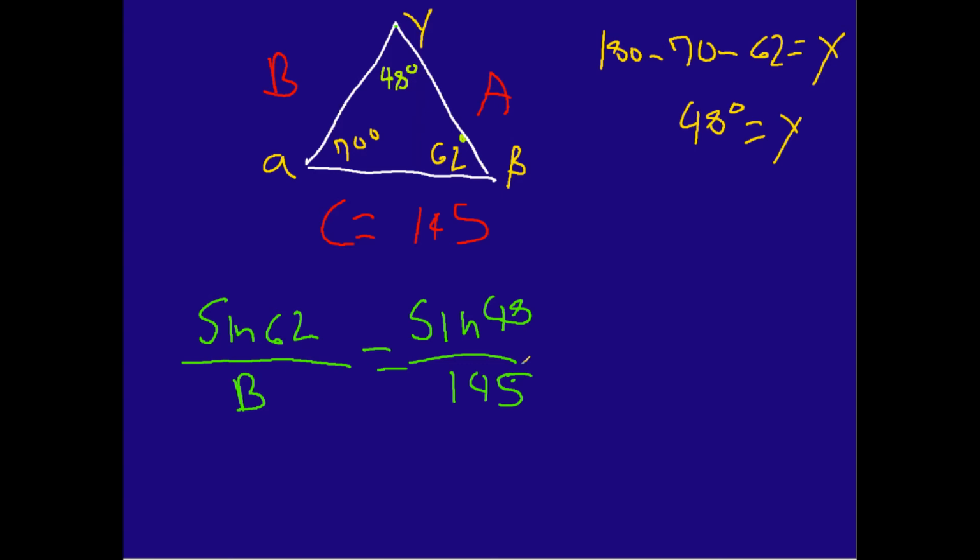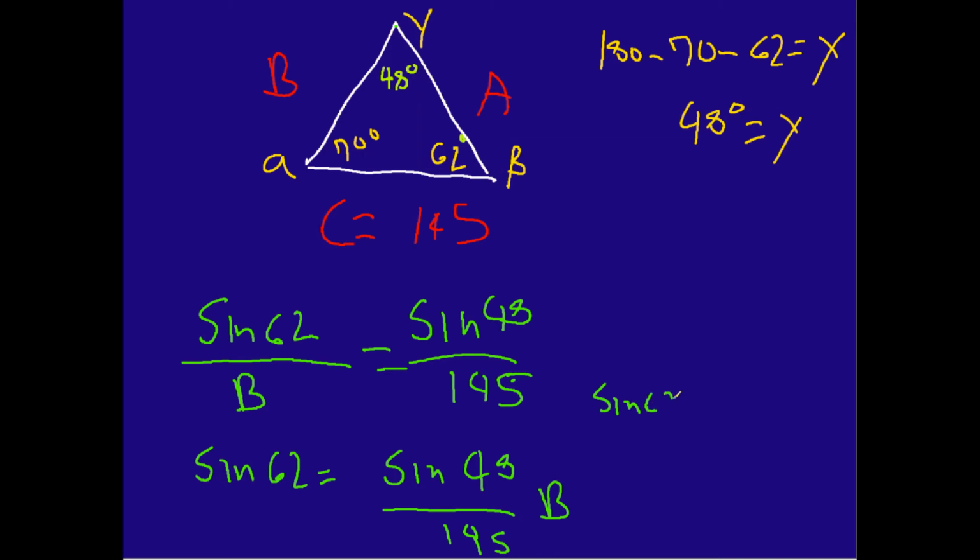Now, I'm assuming you know how to do this. First, we multiply both sides by B. I really would not want to spend all my time solving the whole thing here, but just to make it clear, sine of 62 equals sine of 48 over 145 multiplied by B. And then, of course, you multiply both sides by the reciprocal of sine 48 over 145. And so you end up with sine 62 multiplied by 145 over sine 48 equals B.